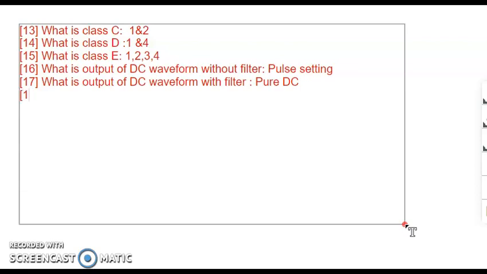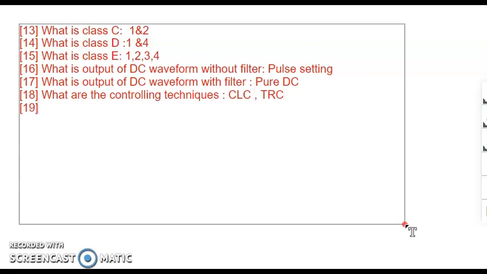Fine. So what are the controlling techniques? Question number 18. What are the controlling techniques? There are two types of controlling techniques. One is current limit control, and the second one is time ratio control. Current limit control, time ratio control.